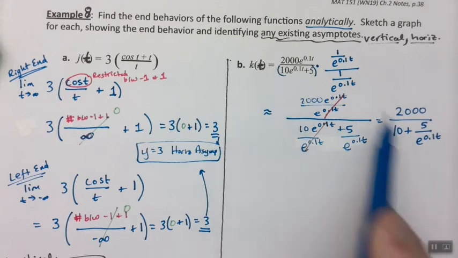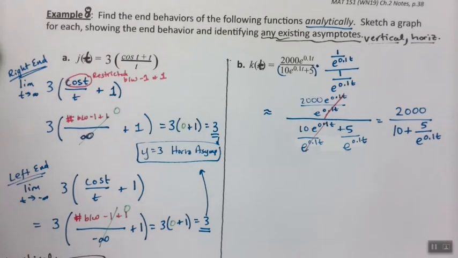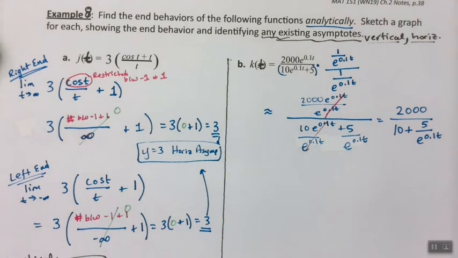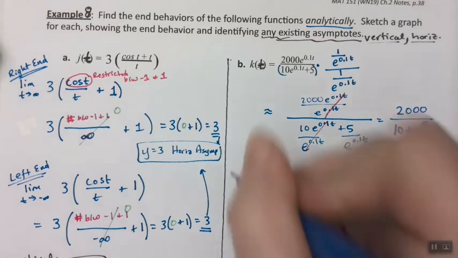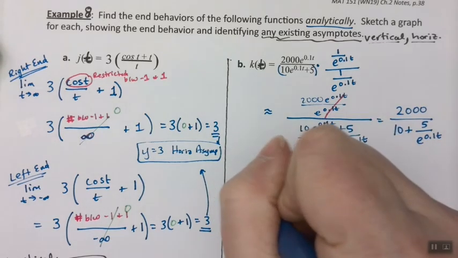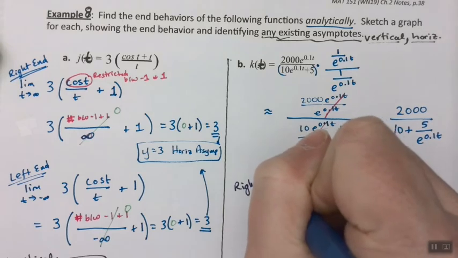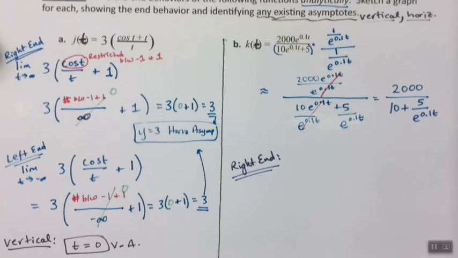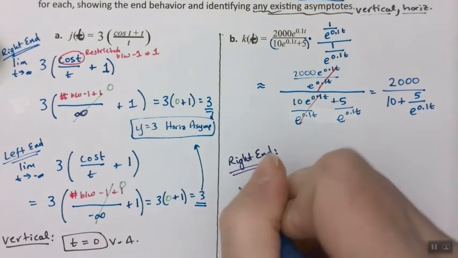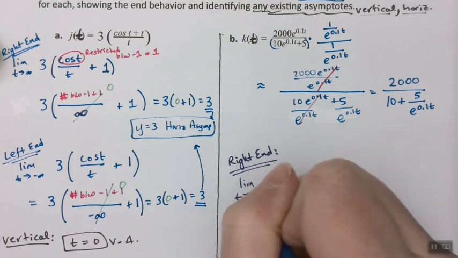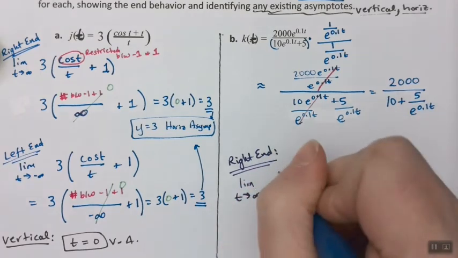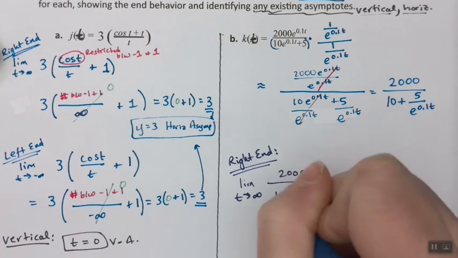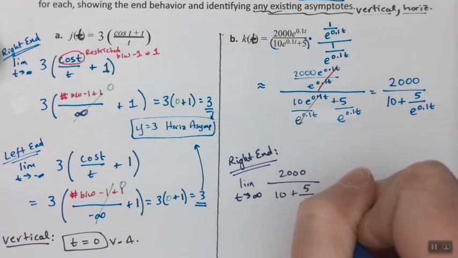These two functions are equivalent. Not equal, but they're equivalent to each other. And we're going to use that fact. So that means that if I want to take, let's start with the right end, because I can. So if I want to go on the right end, then I want to take the limit as t goes to infinity of that new function, 2000 over 10 plus 5 over e to the 0.1t.